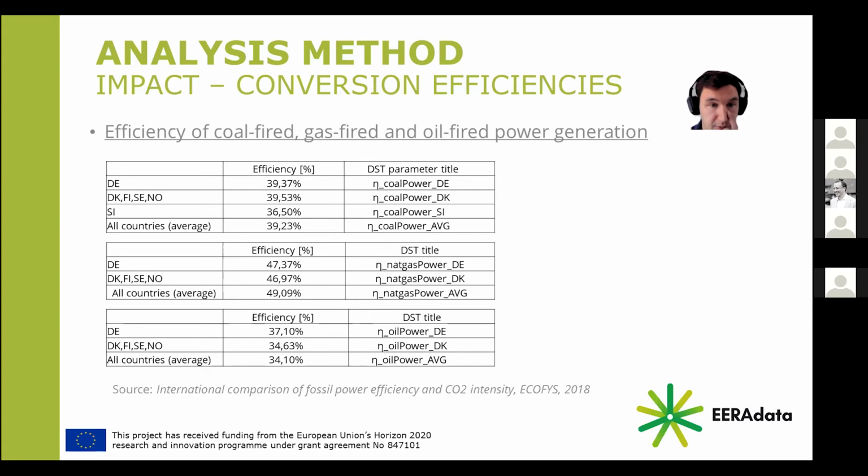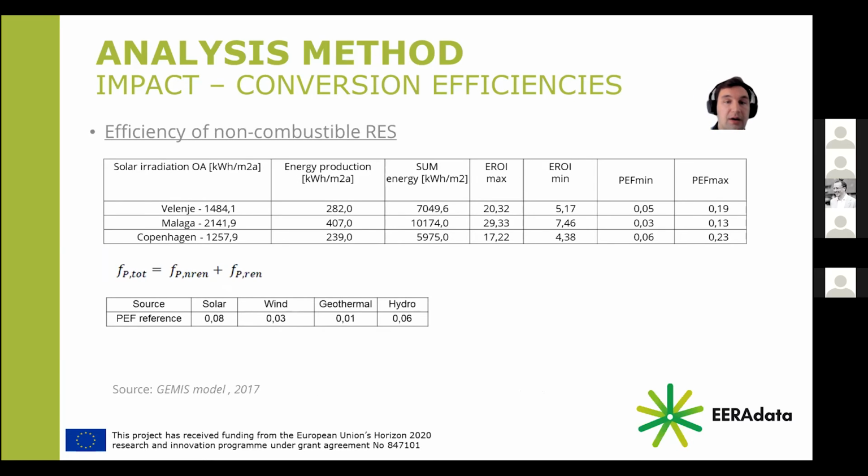So we don't have the values for each country, and we applied the EU average for the countries that don't have the data, but the data is available for Germany, Slovenia, and the Scandinavian countries. And of course, a bit less straightforward issue is how to deal with the primary energy impact of non-combustible renewable energy sources. Even though they are very low compared to the energy they produce, each renewable source also has some embedded energy, which depends on the source.